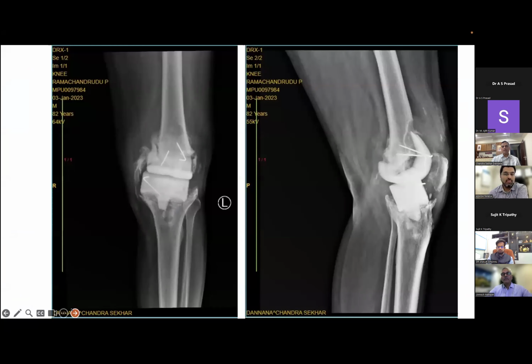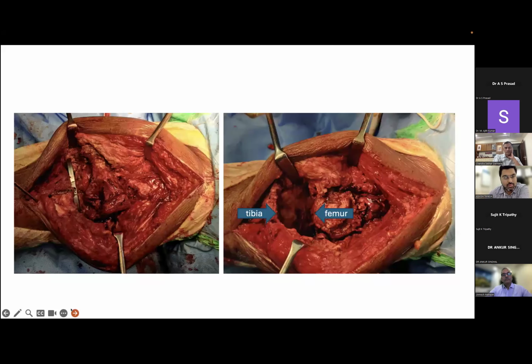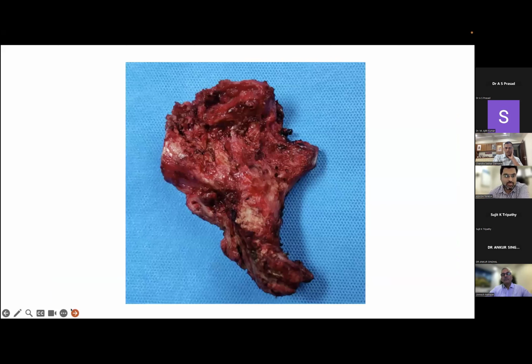The patient had an infection and had a first stage revision elsewhere, where they had removed the implants and put in an articulating cement spacer. When I removed this spacer, I was left with significant bone loss and also deficient soft tissues, as you can see. And this is all that was left on the femoral side.